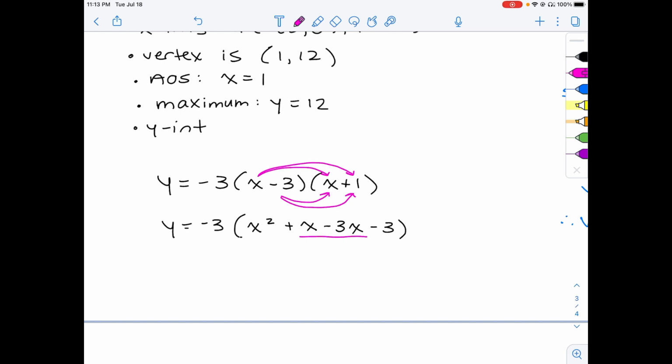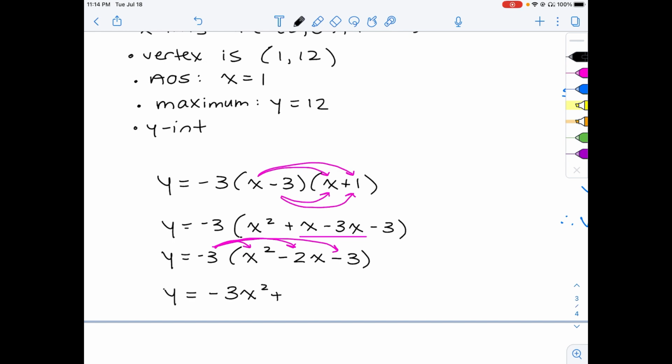Okay, so you end up with 4 terms. You can collect the middle two. So y equals -3 bracket x squared minus 2x minus 3. And then to fully expand that, I'm multiplying -3 by everything in the bracket. Common mistake that I see here is only multiplying it by the front term. Don't do that. It gets multiplied by everything. So -3x squared plus 6x plus 9.